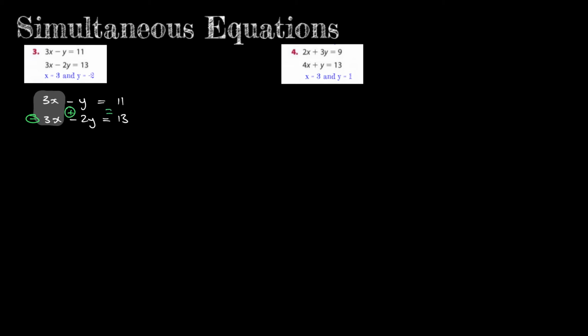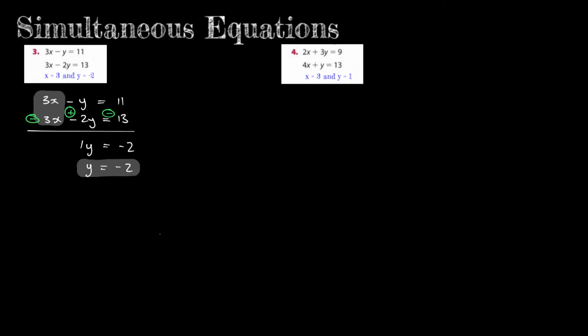Okay, so we'll do that. And obviously, these will cancel. Negative 1 plus 2 leaves us with just 1y. And if I have 11 take away 13, 11 take away 13 leaves me with negative 2. So that would be y equals negative 2. That would be our first answer. Well, our first part of the question.